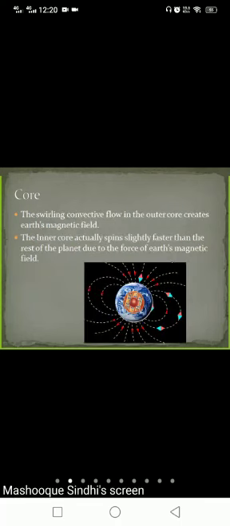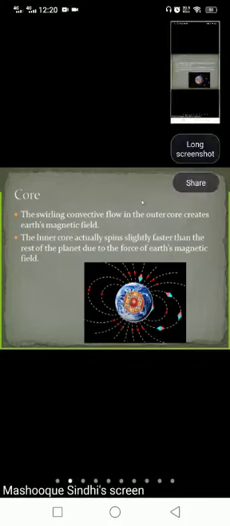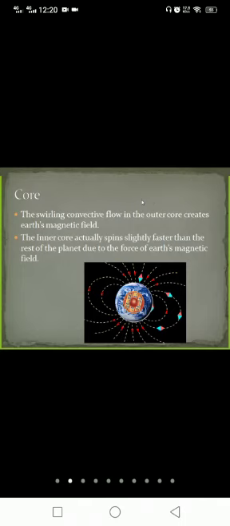Core. The convective flow in the outer core creates Earth's magnetic field. What happened? The inner core actually spins slightly faster than the outer core. Relative to the rest of the Earth, the inner core is moving faster than the other parts of the Earth. Because of that, it's creating a magnetic field.